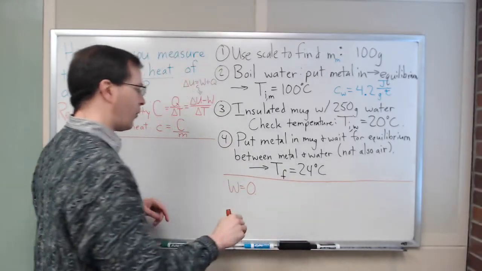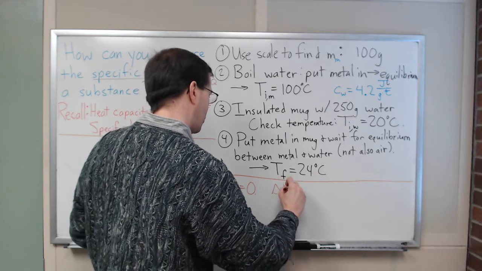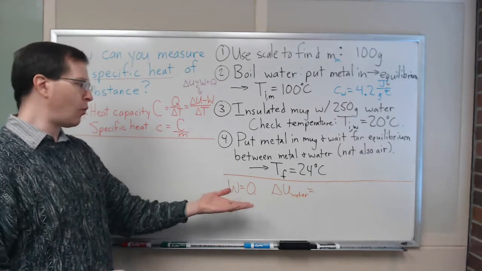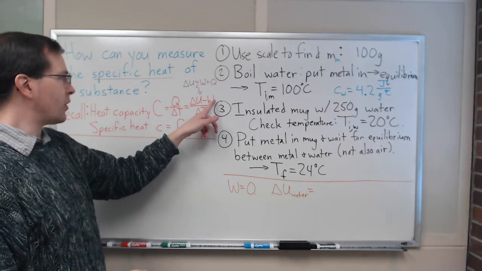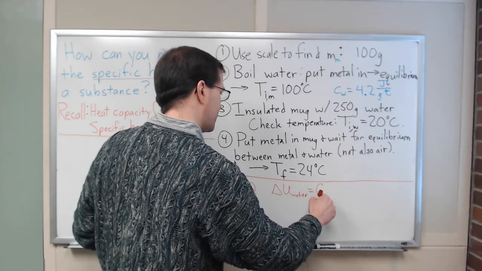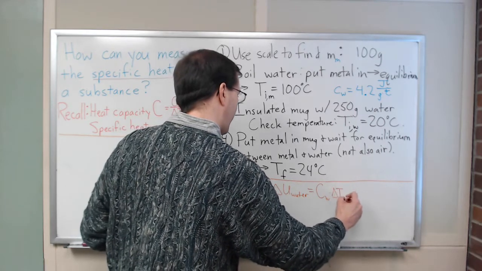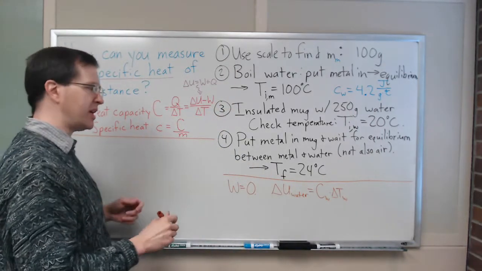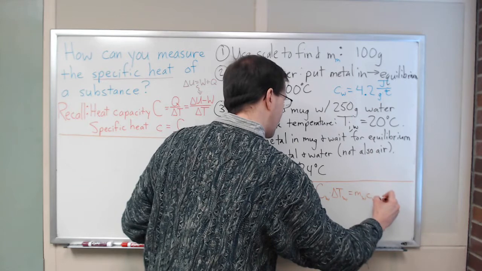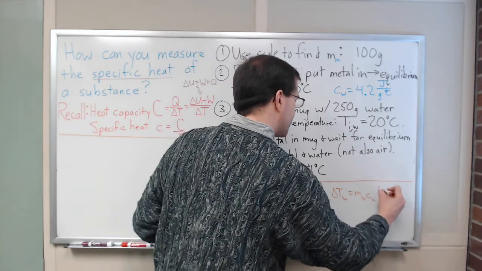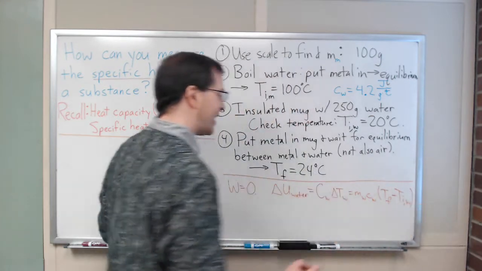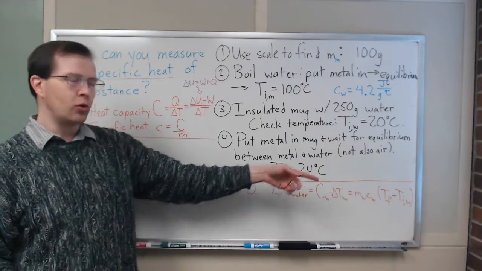If I'm doing it this way, I want to write the delta U of the water, the change in thermal energy of the water. Delta U of the water, if work is 0, is the heat capacity of the water, that's a C, times delta T of the water. And then heat capacity is mass times specific heat. So this is mass of the water times the specific heat of water times, and for delta T, that is T final, that's the same for both substances, minus T initial for the water. That is my delta U for the water.